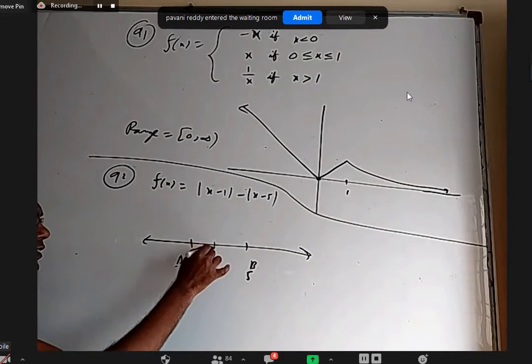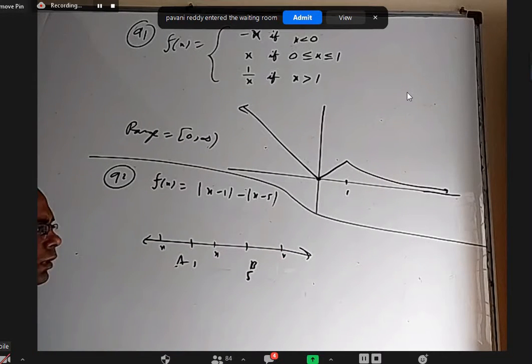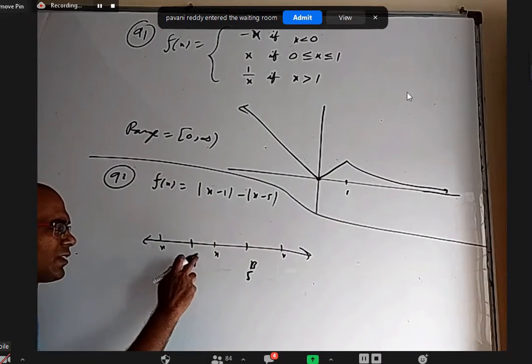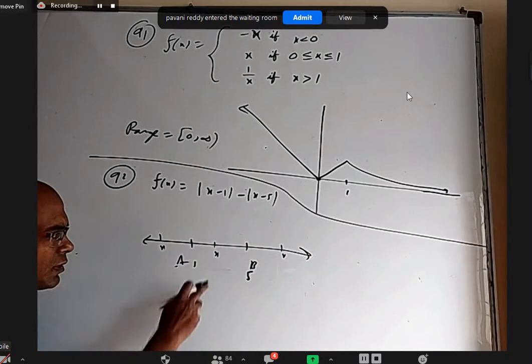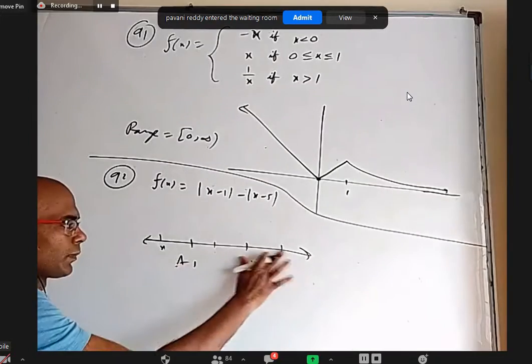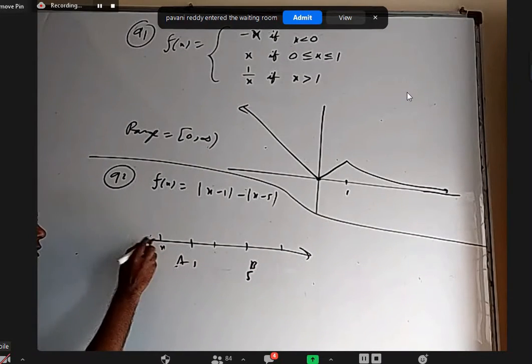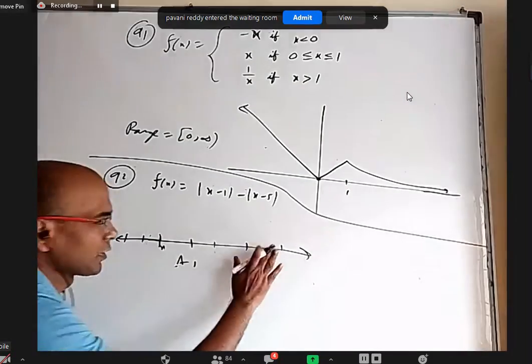X you can take anywhere. You can take x here, you can take x here. Mod x minus 1 refers to the distance between x and 1. Mod x minus 5 refers to the distance between x and 5. Let us say I'll take x anywhere on the number line, but this side first.